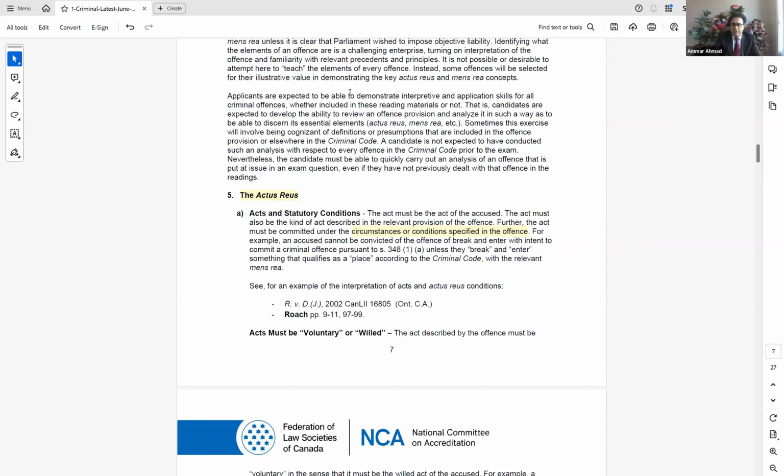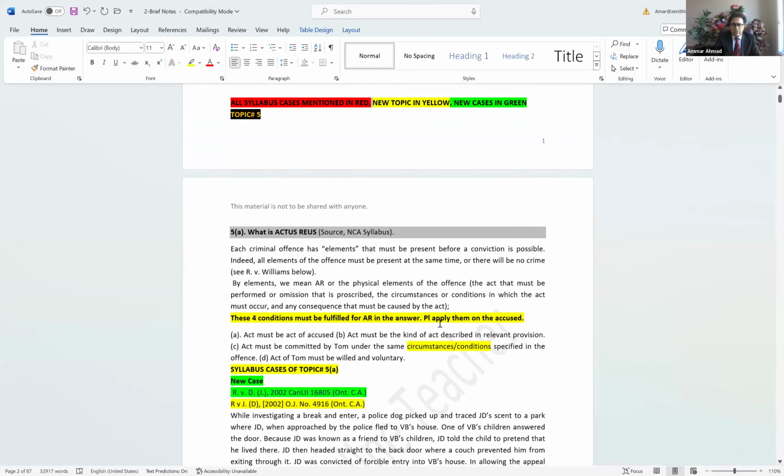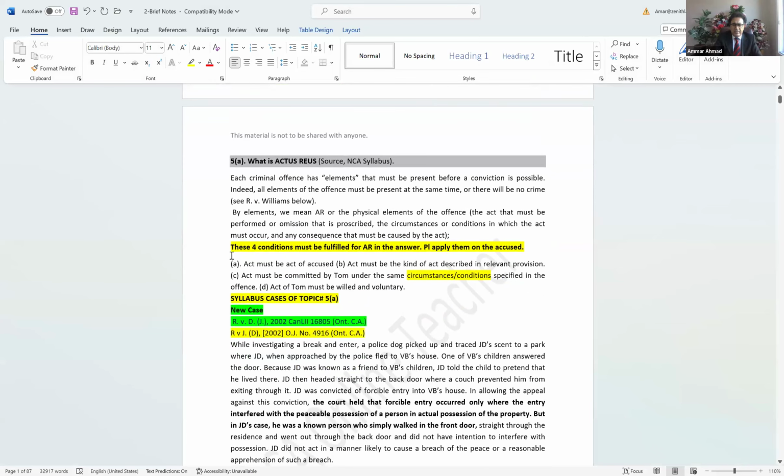All of you have got access to my brief notes. So this is on page number 2 of the NCA syllabus. These four conditions must be fulfilled for an actus reus in your answer. So please apply them to the accused. Whenever, my dear friends, you read any fact pattern question or problem-based question, you have to look for these things and apply them to the accused.